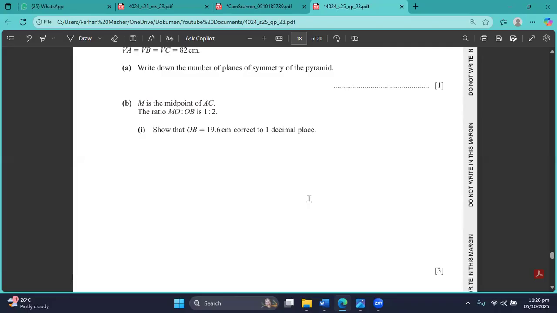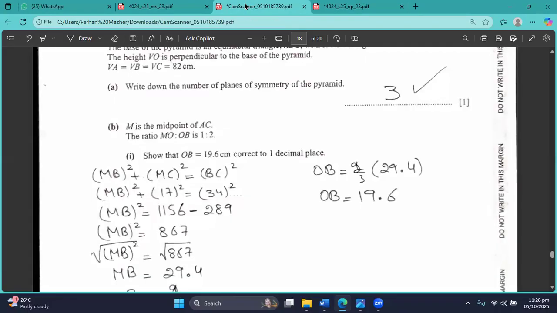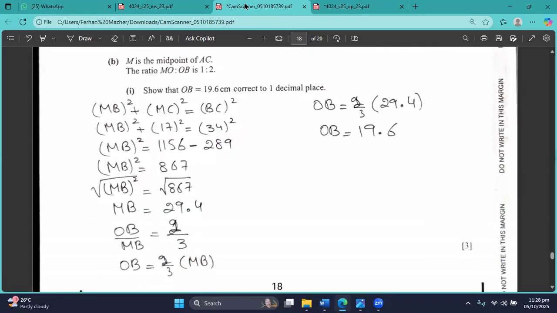3 marks question. We have to show this. Okay. So first of all, you see the MB square plus MC square equals BC square. I applied the Pythagoras on it. So MB square plus 17 square equals 34 square. So MB square will be equal to 1156 minus 289. So MB square will equal 867. So take square root on both the sides. So MB will be equal to 29.4.